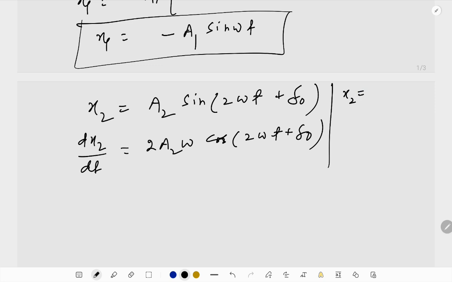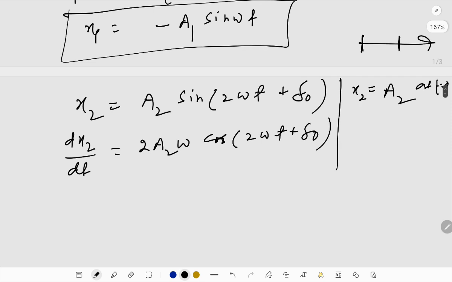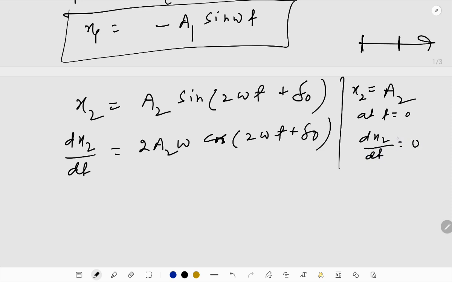And its initial condition: the x-axis was taken in this direction, and its equilibrium position, it was already at x2 equal to a2. Initial condition at t equals 0, x2 is equal to a2, and dx2 by dt is equal to 0.